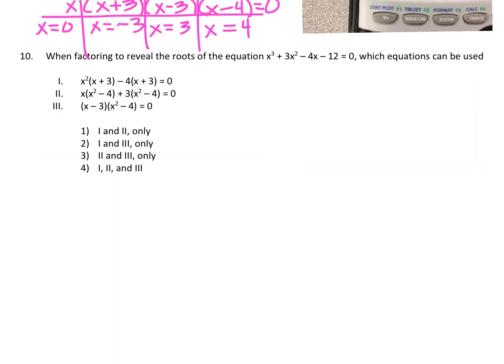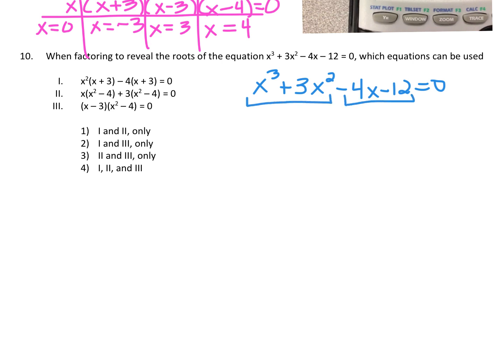Number 10. So when factoring to reveal the roots of the equation, which equations can be used? Okay, so they're saying they want you to factor this to reveal the roots. So let's go ahead and do that. If you look at each of the terms, there's nothing that we could pull out of all 4 of them. But since we have 4 terms, we can factor this by grouping.